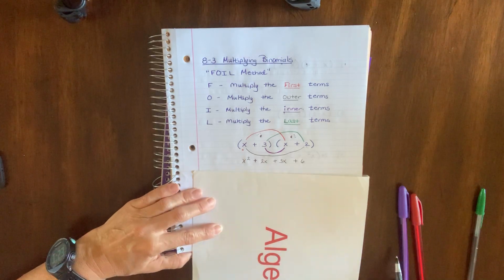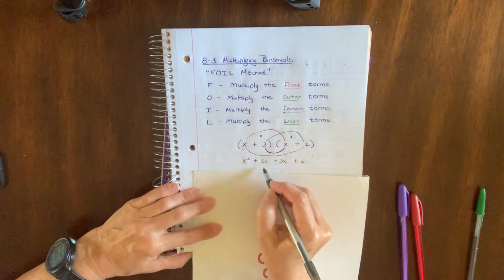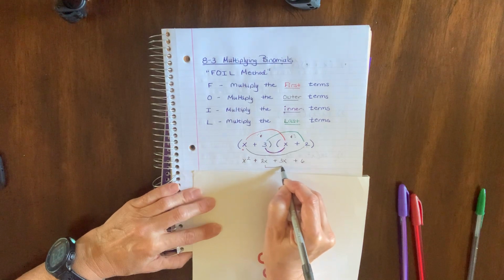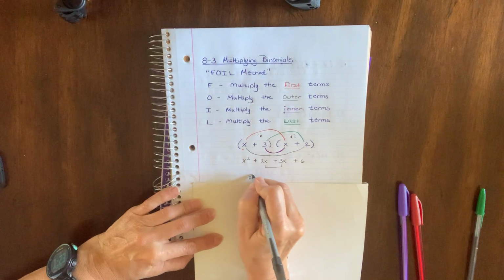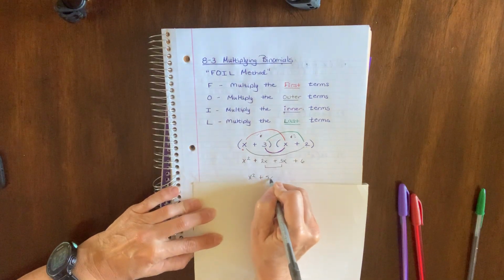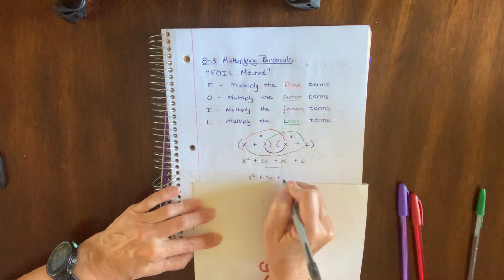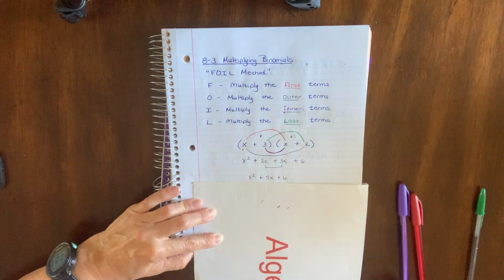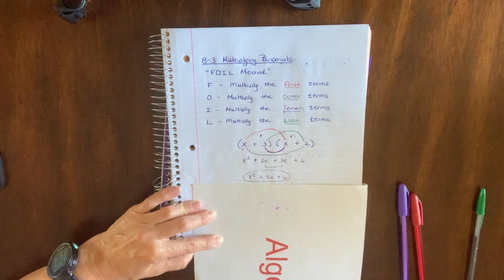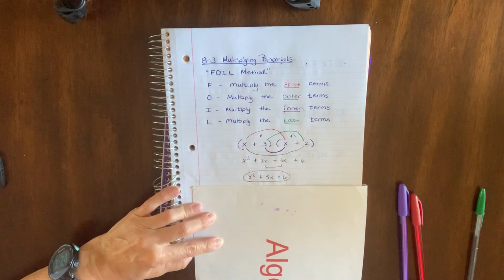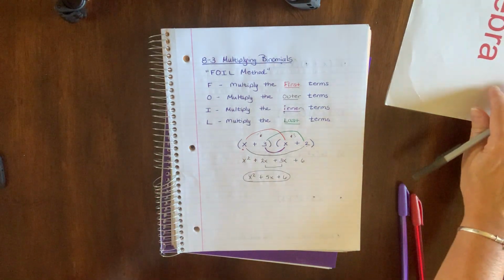When you're done, you're going to take a look at the values you have here, and you're going to combine any like terms that you have. Well, I have 2 like terms right here. 2x plus 3x is 5x. So once I add those 2 together, I'm going to get x squared plus 5x plus 6. This will be my final answer. And we just multiplied 2 binomials. So let's practice a bit.